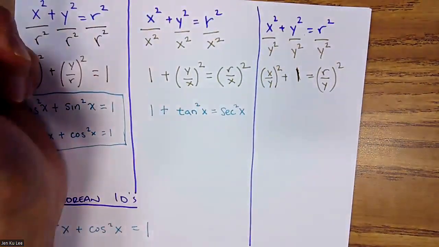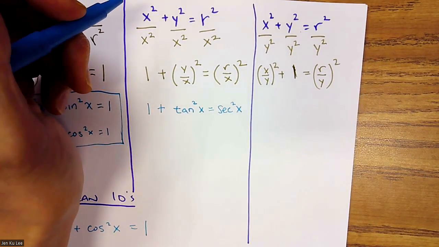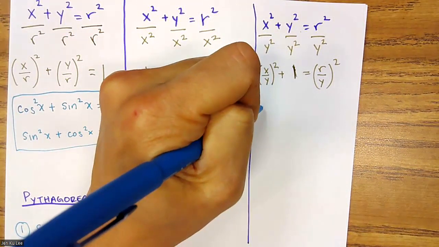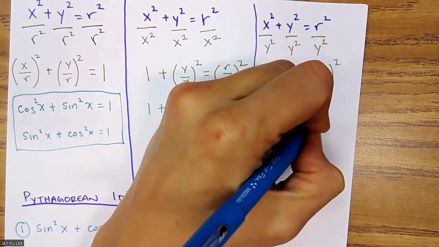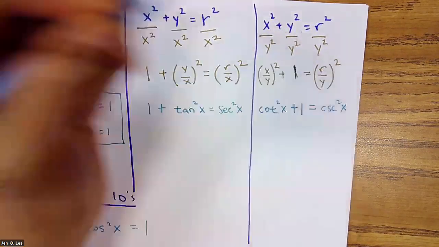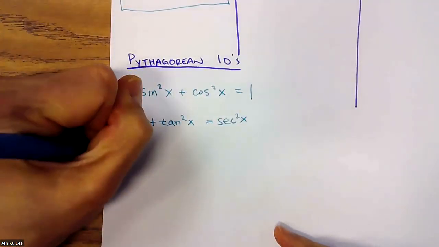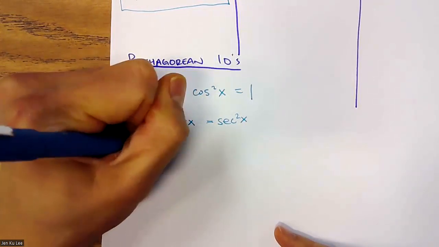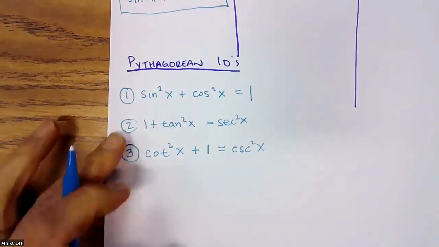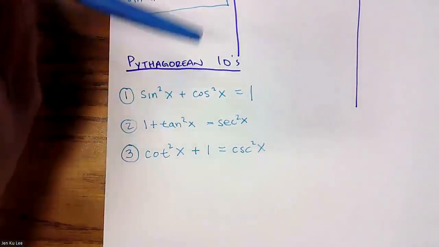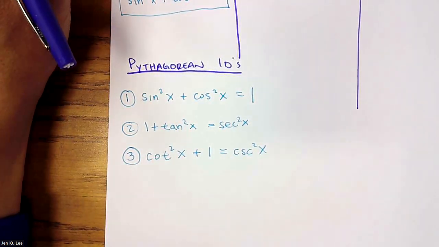What is x over y? Cotangent squared x plus 1 equals r over y is cosecant squared x. So therein lies my third Pythagorean identity. Okay? Okay, so here are my three Pythagorean identities that we are going to need to simplify expressions. Okay?